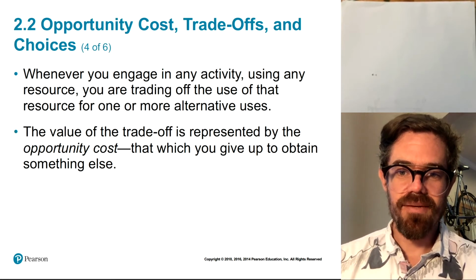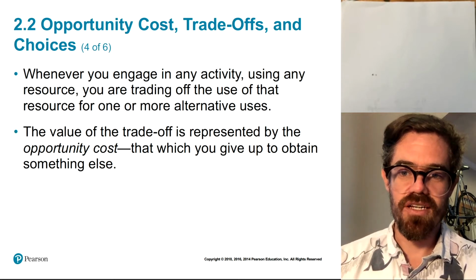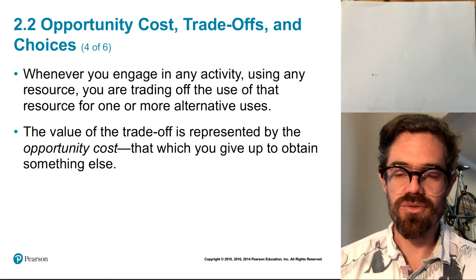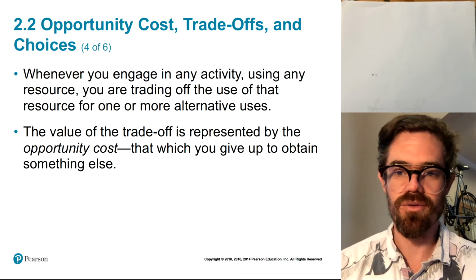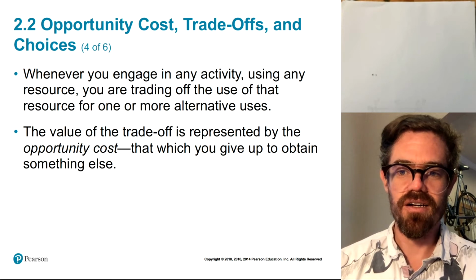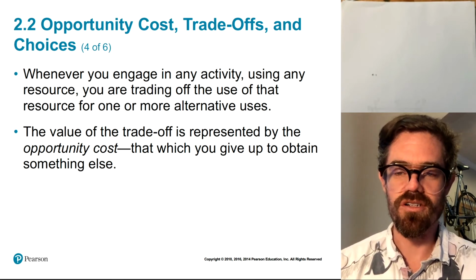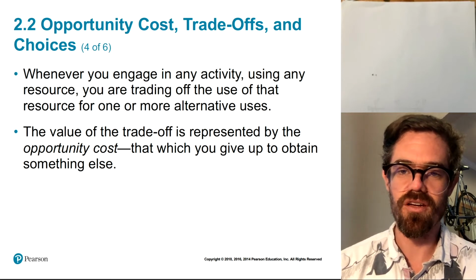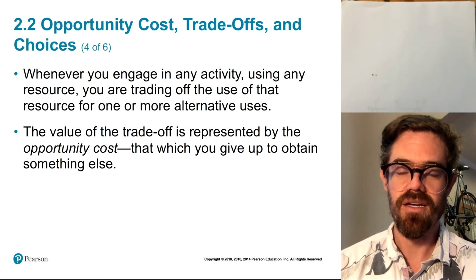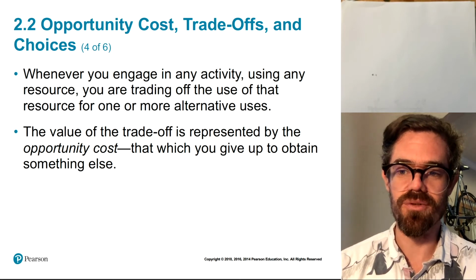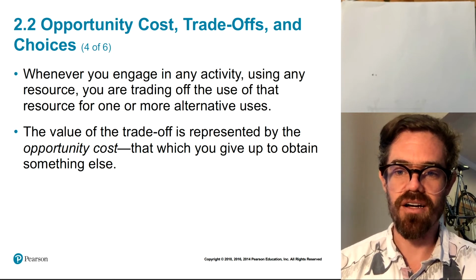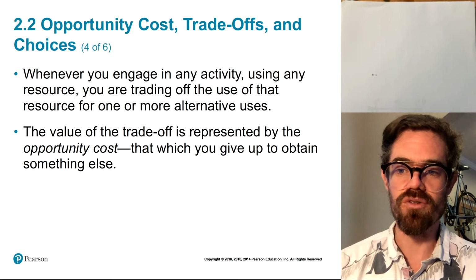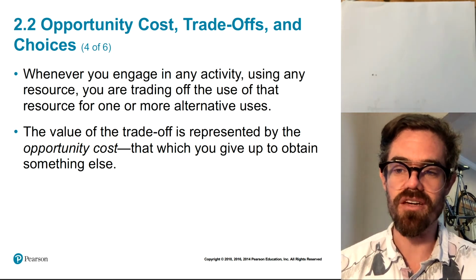Anytime any economic agent engages in an activity using any resource, whether it be time or energy or money or capital goods or land resources or otherwise, you're essentially making a trade-off of the use of that resource against one or more alternative uses. Time is probably the easiest one to think about. There are lots of different things you could do with your time. When you choose one particular thing, you're giving up the opportunity to do those other things, and the value of the trade-off is represented by the opportunity cost: the most valuable thing that you could be doing with your time that you give up.